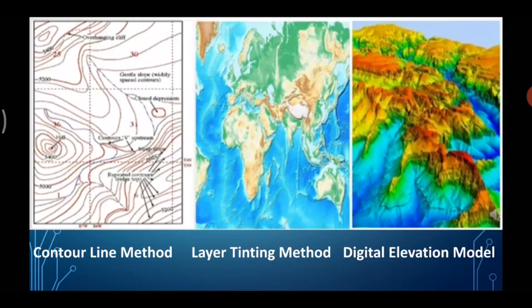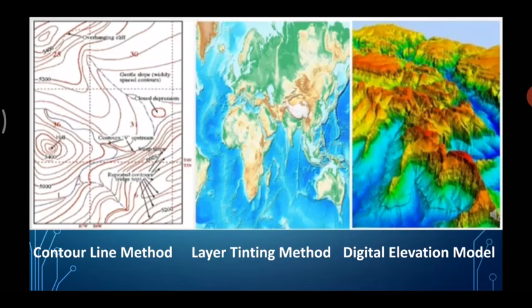Let us move forward. Now you can see these images, right? These images are of the three methods. The first one is the contour line method. Then the second is the layer tinting method. And the last one is the digital elevation model. So, by seeing this image, you come to know that it becomes easier to measure the height and the elevation of the landforms that are present on the Earth's surface.